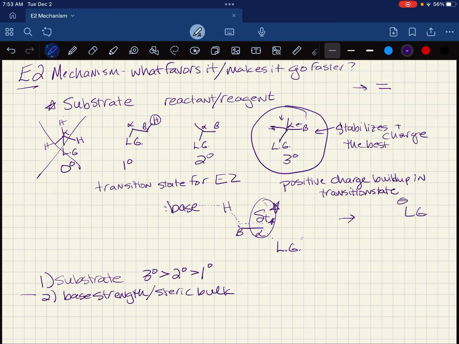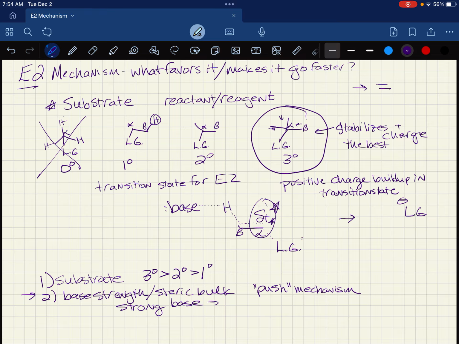Next, let's look at base strength. So again, E2 like SN2 is a push mechanism. And I think of it as a push mechanism because the reactant or reagent, in this case the base we're using, is so strong that it's sort of pushing the reaction forward, and it has a lot of potential energy and it's a pretty high energy base. So that's going to help push the reaction forward. So here we need a strong base.